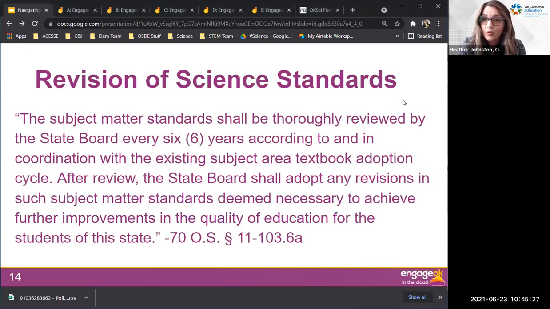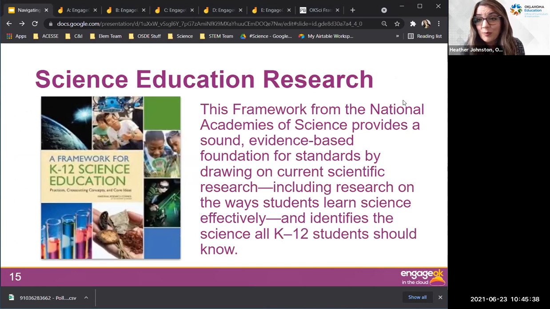By state law in Oklahoma, all subject areas revise their standards every 6 years, which is why we did last year in 2020. We want to remind people that our standards are informed by research. The latest research was put out by the National Academies of Science, called the Framework for K-12 Science Education, published in 2012. We adopted standards informed by this in 2014, and then last year we revised those standards based on what we had learned within those 6 years.